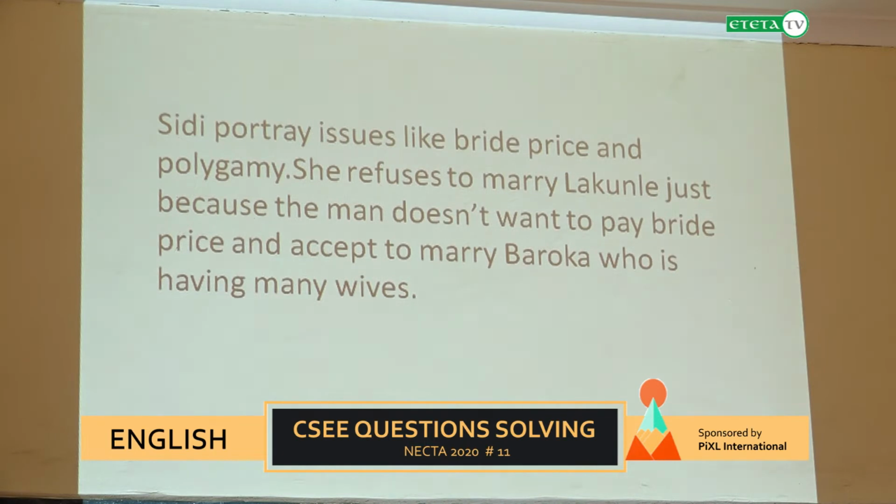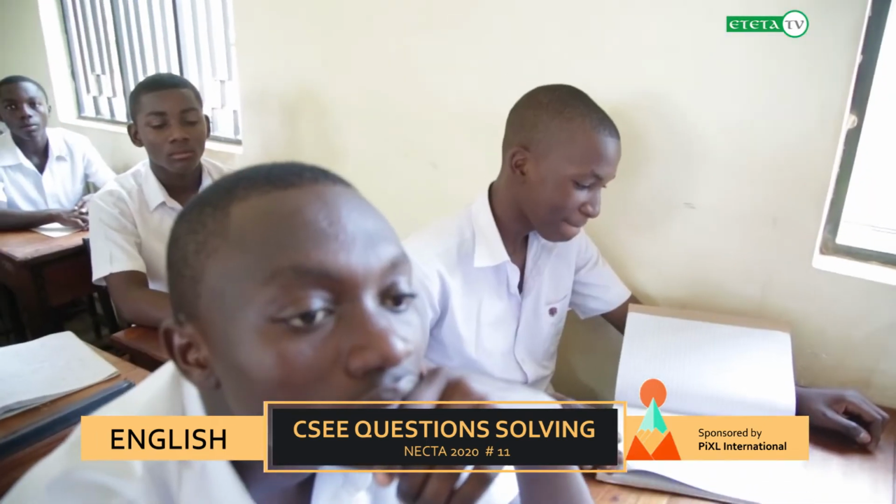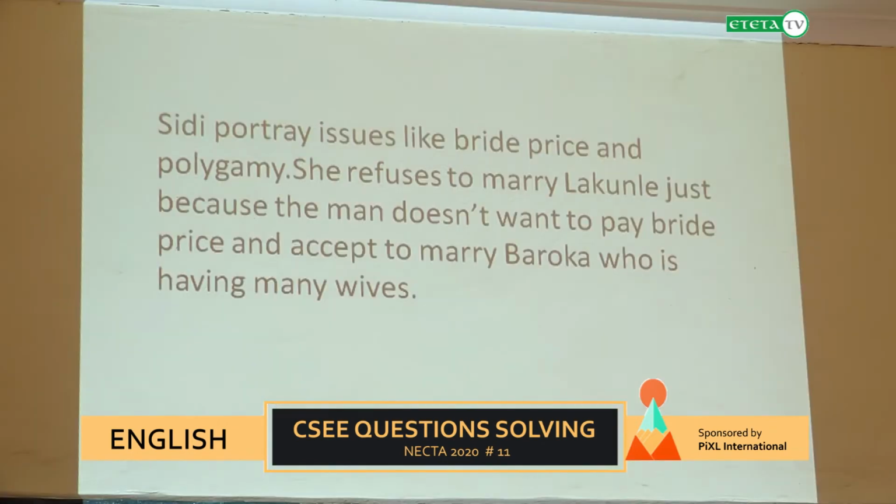The man is against such a thing. But Csee refuses to marry Lakunle. Although she loves that man, she refuses to marry Lakunle because the man, who has adopted modern ways, is against the paying of bride price. So at that point, if you have noted, we identified the character, we portrayed the issue, and we showed how it has been portrayed in the book.